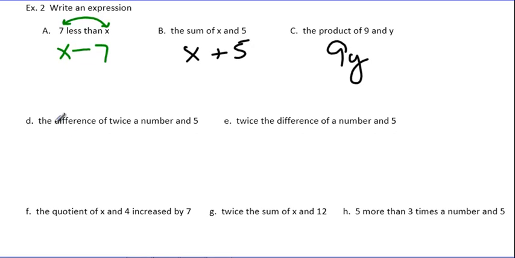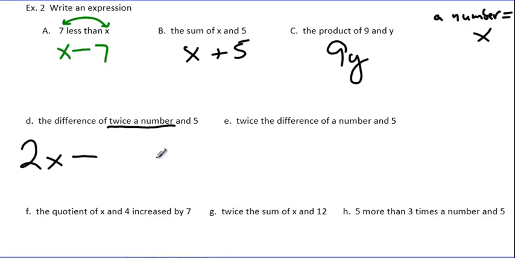Up next, the difference of, that's subtraction. So whatever comes first is going in this spot, and what comes first is twice the number. Anytime you see a number, that means your variable. So twice the number, we'll just call that variable x. So I'm going to put a little key off this side here that says a number equals x. Okay, anytime you see that term. All right, and then it says and 5, so there you go. So this shows the difference of twice a number, 2 times x, and 5.